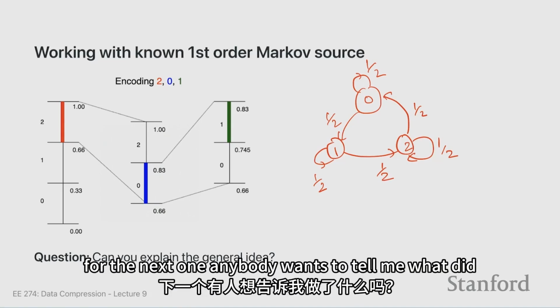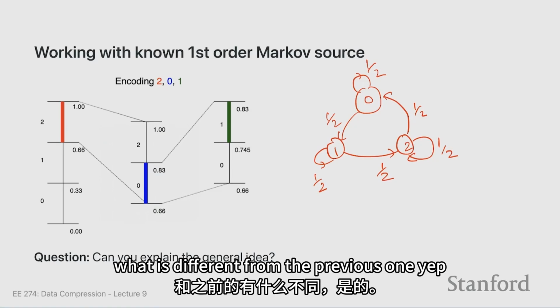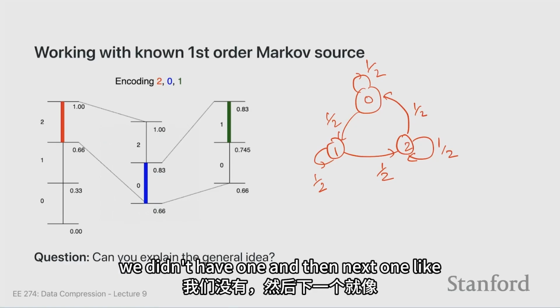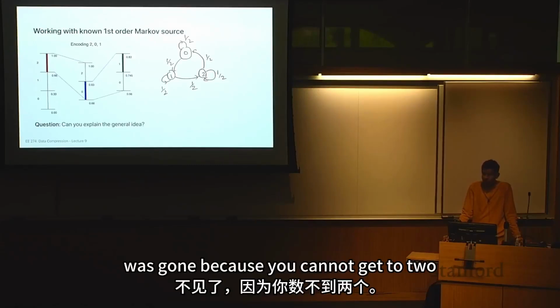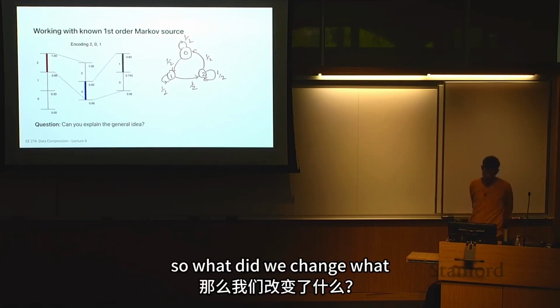Okay, for the next one, anybody wants to tell me, what did we do? What is different from the previous one? Yep. So we didn't have 1, and then the next one, the 2 in that case was gone because you cannot get to 2. Yeah, very good. Yes. So what did we change?